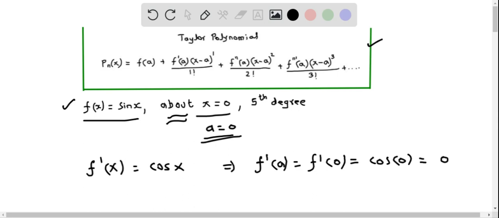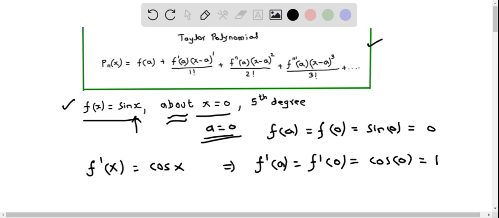And we could also find f of a by plugging in x equal to 0 into the sine function. So this equals f of 0, and this equals sine 0 equals 0. I'm sorry, cos 0 is 1. So I put cosine 0 is 1 here.